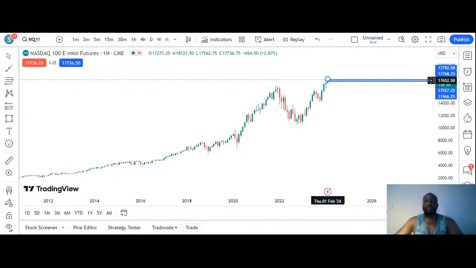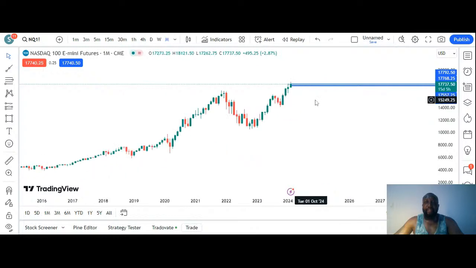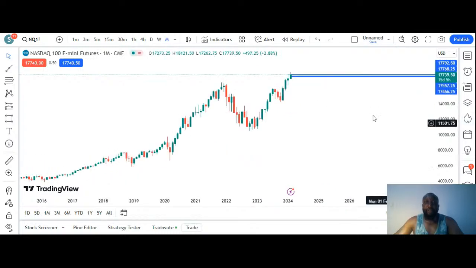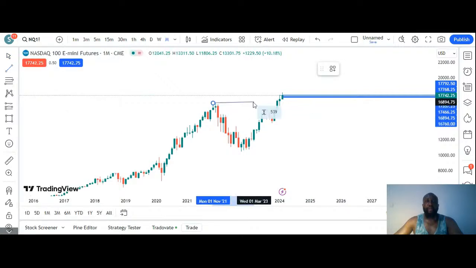So it's really important. You don't want to just get in the charts and say, I'm looking at the 5 minute charts and this is what's happening. Okay, so what do we have here on Nasdaq? This is a monthly time frame, guys. We see that we took out the all-time high at this level here.